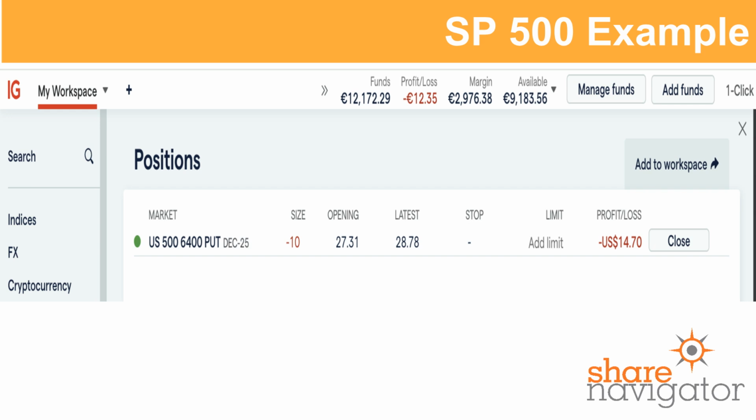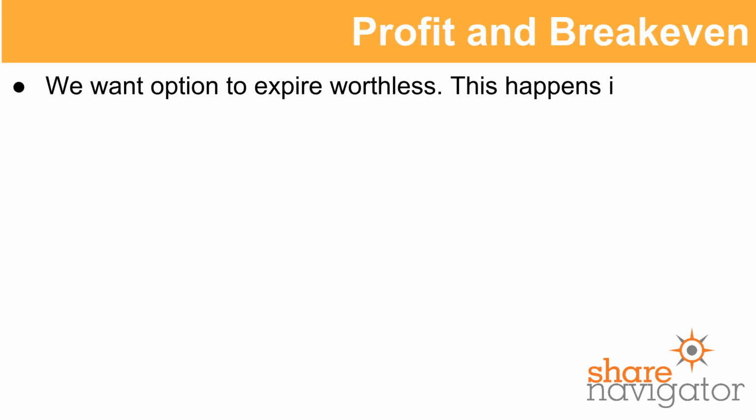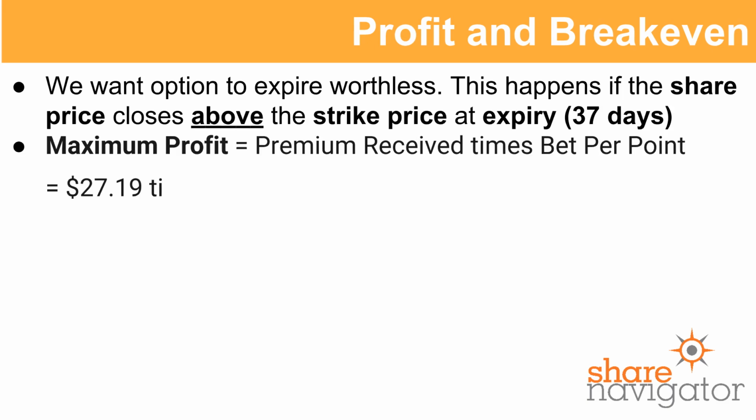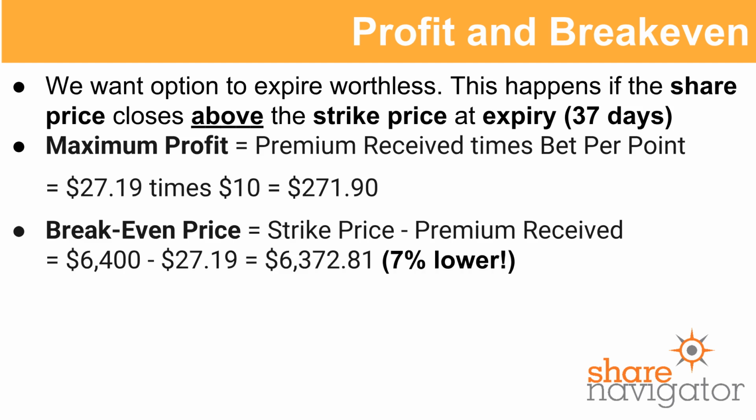And remember, if at expiry the US 500 is above 6,400, we will make our full profit. So what is that full profit going to be? We want the option to expire worthless, and this will happen if the share price of the US 500 closes above the strike price at 6,400 in the next 37 days. Our maximum profit is the premium we receive times the bet per point. So remember, the premium was 27.19 multiplied by 10 is 271.90.